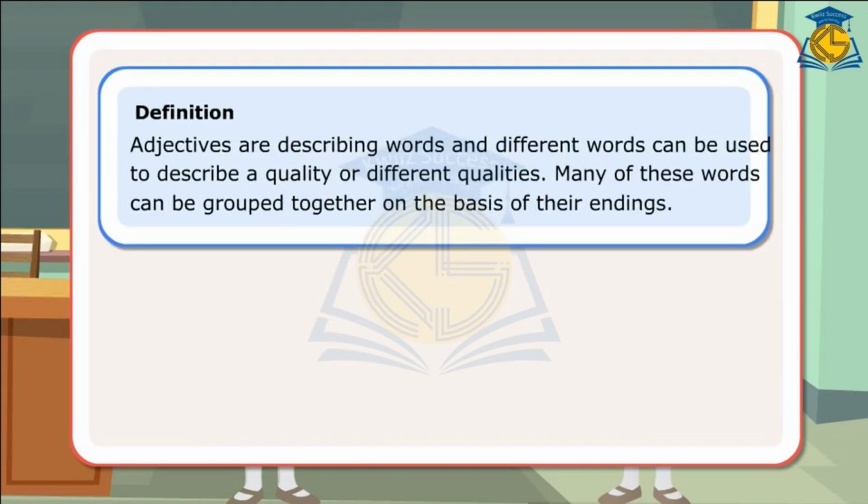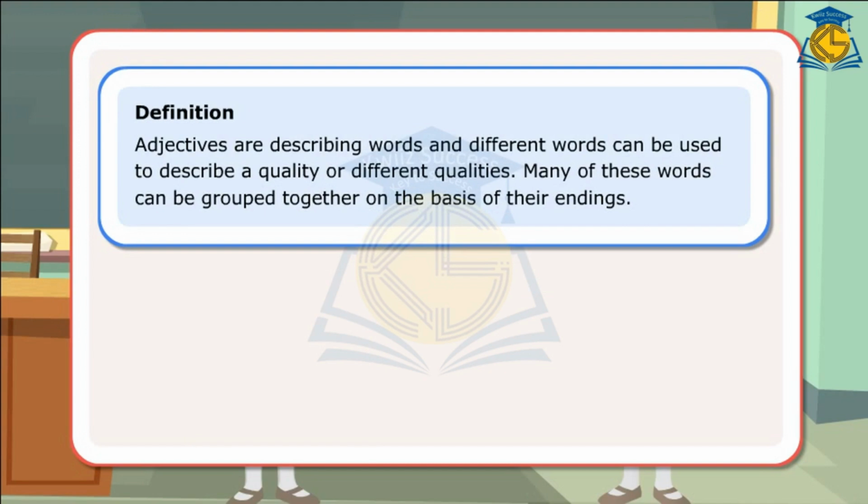In this conversation, the girls have used certain words for describing various items made from roses. These can be identified and grouped on the basis of their endings. The words beautiful, gorgeous, fabulous, delightful, flawless, stunning, amazing, careless are examples of adjectives that can be grouped according to their endings. Definition. Adjectives are describing words, and different words can be used to describe a quality or different qualities.